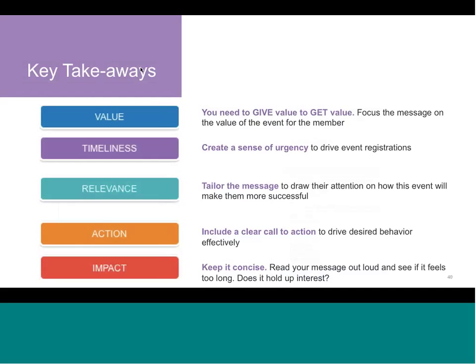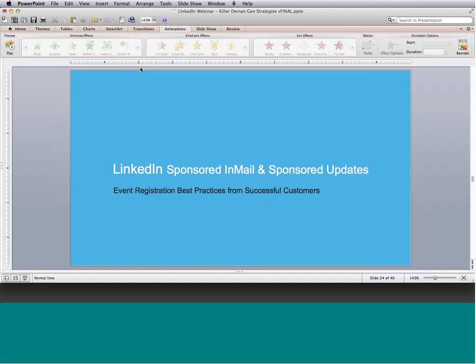Timeliness, urgency for the events. So both sponsored email and sponsored updates are real-time delivery products, which means that the only time that either the message is delivered to the inbox or the sponsored update is shown in the member's feed, this creates a sort of timeliness for the message.